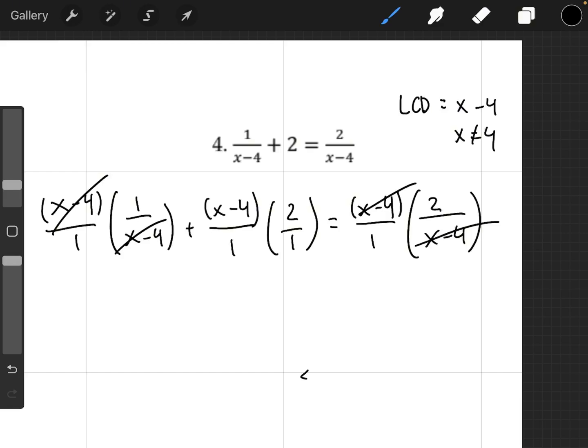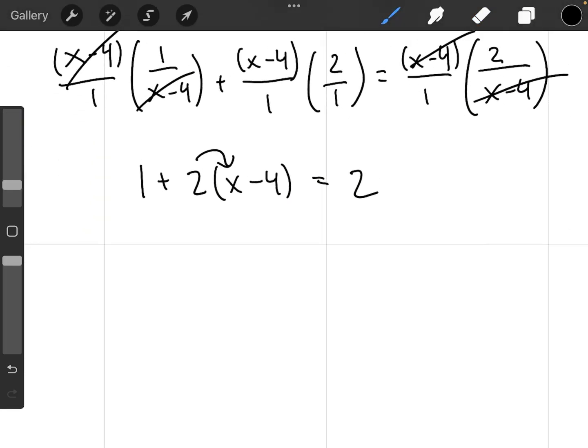So now we're left with 1 plus 2 times x minus 4 equals 2. So we can distribute this 2 to the x and the negative 4. 1 plus 2x minus 8 equals 2. We can add 8 to both sides.